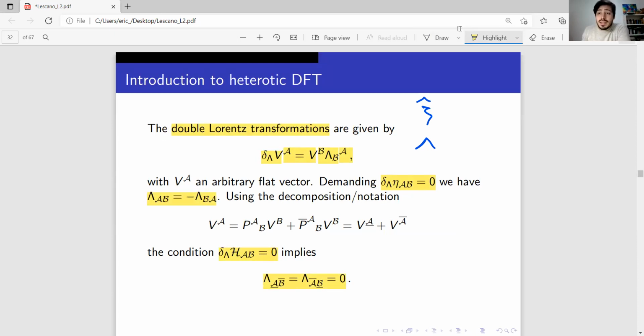Recall the convention for the bar indices. I'm going to change color. If you see underline indices like this, this means contractions with a P projector. And if you see overline indices like this, this means contractions with P bar projectors. This is what bars mean for us. Instead of using the eta metric, we use the P or P bar as a metric. This is our convention. So let me erase this. Okay.